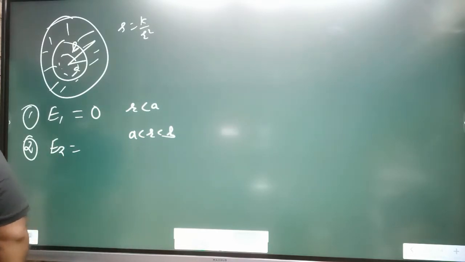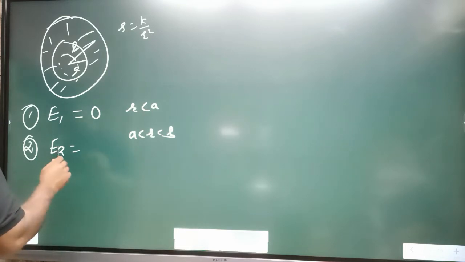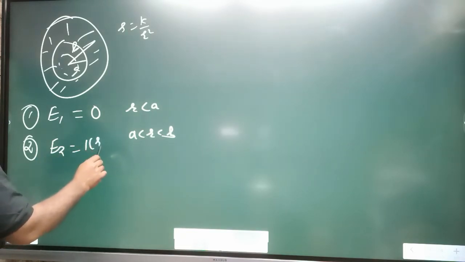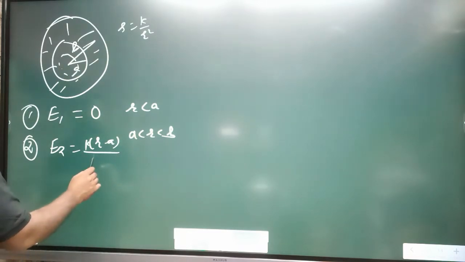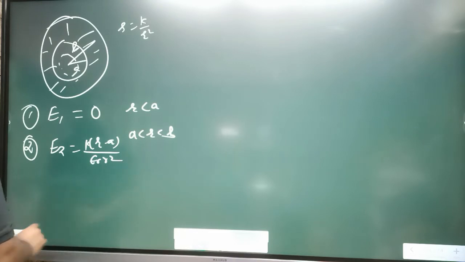E2 is K times (R minus A) upon epsilon naught R square. What is the value of E3 then?